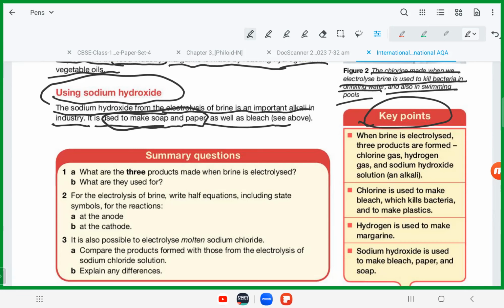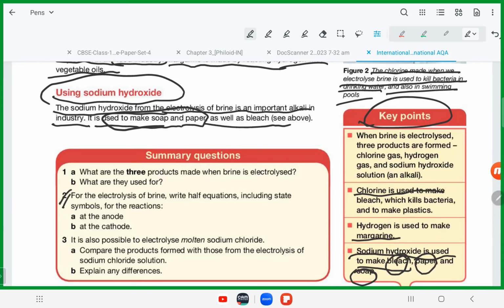Summary questions. What are the three products made when brine is electrolyzed? Chlorine, hydrogen, and sodium hydroxide. Second, what are they used for? Chlorine is used to kill bacteria in drinking water. Hydrogen is used to make margarine. Sodium hydroxide is used to make bleach, paper, and soap.